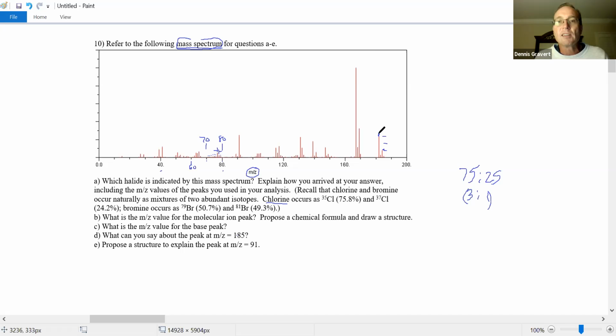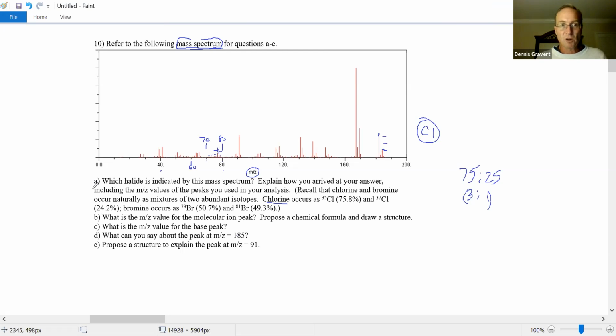So now for this one and that one, that's not 1 mass unit, it's actually 2. I can see a little peak in between. So yes, they're 2 mass units apart in a ratio of 3 to 1. That means this molecule contains chlorine. And that answers question A.